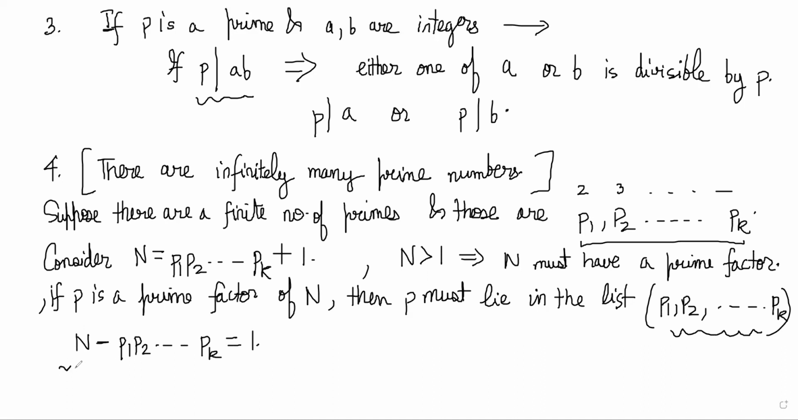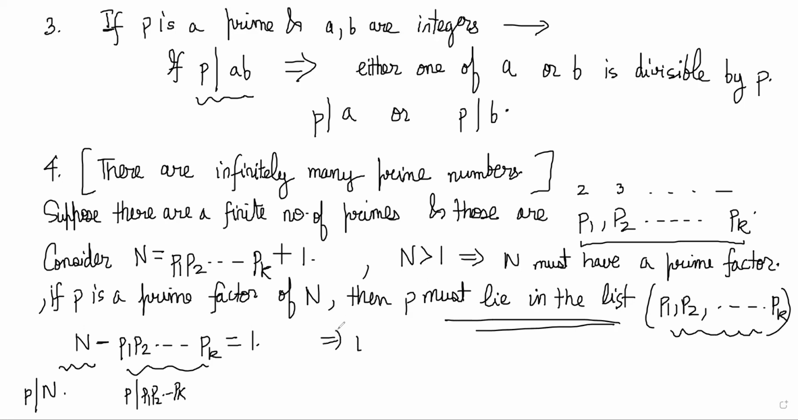So then if you think about it, let's write it like this: n minus P1, P2 till Pk equal to 1. If you think about the LHS, we know that P divides n because P is a prime factor of n. And we know P divides P1, P2 till Pk because P must lie in the list P1, P2 till Pk. So what we are getting from here is that P divides LHS, right? If P divides LHS, that implies that P divides 1. But that is a contradiction because there is no prime which divides 1, right?